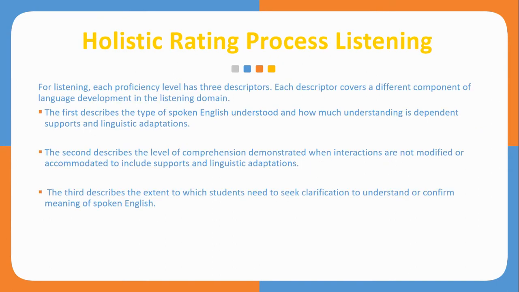For listening, each proficiency level has three descriptors. Each descriptor covers a different component of language development in the listening domain. The first describes the type of spoken English understood and how much understanding is dependent on supports and linguistic adaptations. The second describes the level of comprehension demonstrated when interactions are not modified or accommodated to include supports and linguistic adaptations. The third describes the extent to which students need to seek clarification to understand or confirm meaning of spoken English.